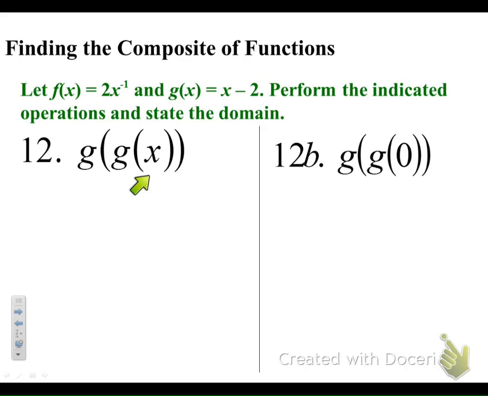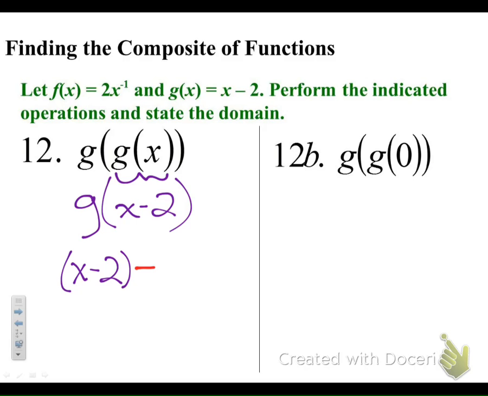g of g of x. I use x minus 2. But now I need to recognize I'm going to take that x minus 2 and plug it into g's function. g's function takes its expression and subtracts 2. So I'm going to take my expression and subtract 2. So g of g of x turns into just x minus 4.